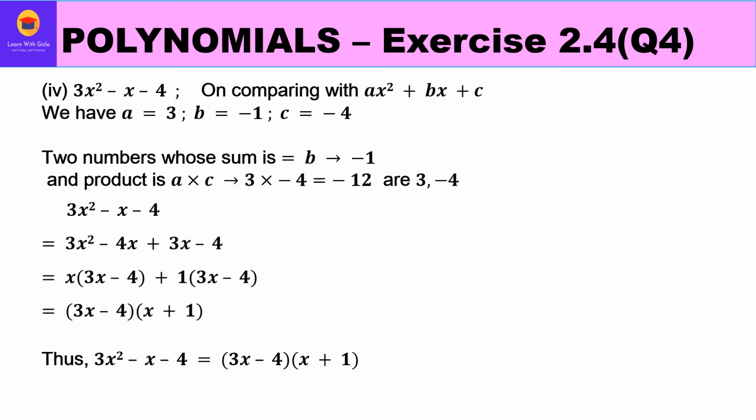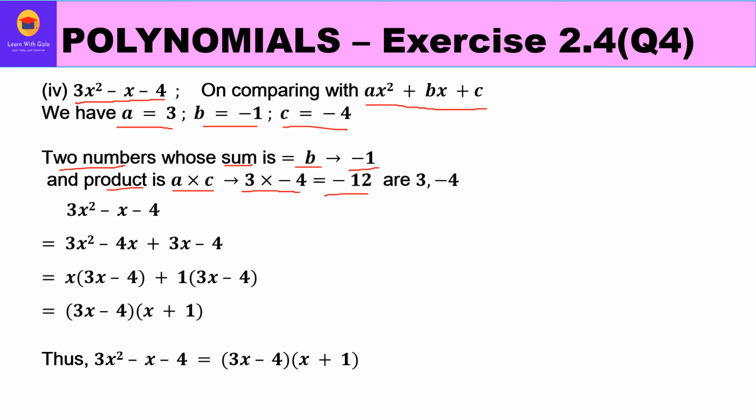Now in the fourth part we have to factorize 3x square minus x minus 4. On comparing it with ax square plus bx plus c, we will find that a is 3, b is minus 1 and c is minus 4. So two numbers we have to identify such that their sum is b, that is minus 1, and their product is a into c, that is 3 into minus 4, which is minus 12.